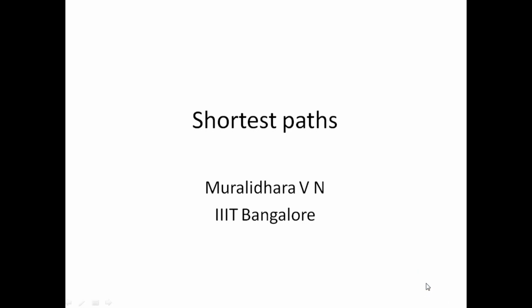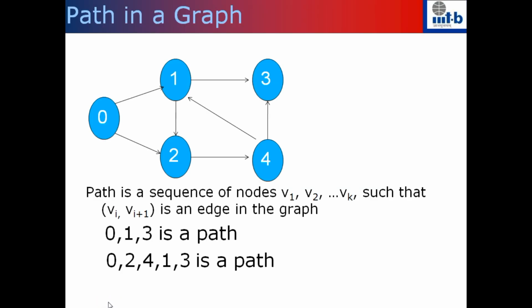In this class we are going to talk about shortest paths. Before we start talking about shortest paths, I think we should look at what paths are. Let's look at this example. We have this graph. I can start with the vertex 0. From vertex 0, I can take this edge and reach vertex 1, and from 1, let's say I reach vertex 3. I started with vertex 0, took the edge and reached 1. From 1 I took the edge and reached 3. So this sequence, this walk, is basically called a path.